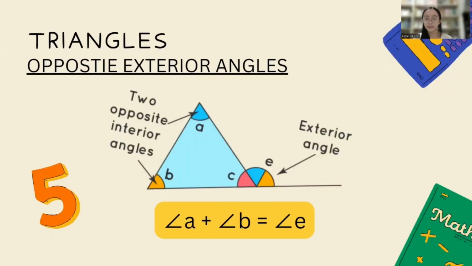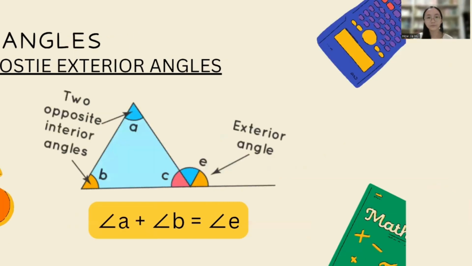Now we're going to talk about triangles. Opposite exterior triangles. Angle A plus angle B equals angle E in this case. Angle A and angle B are the 2 opposite interior angles, and angle E is the exterior angle.